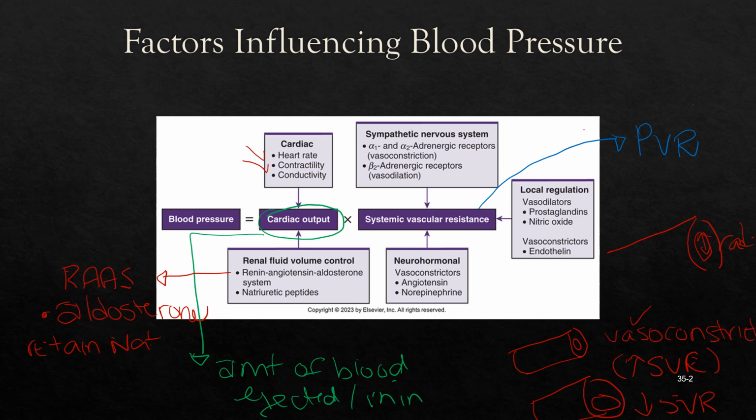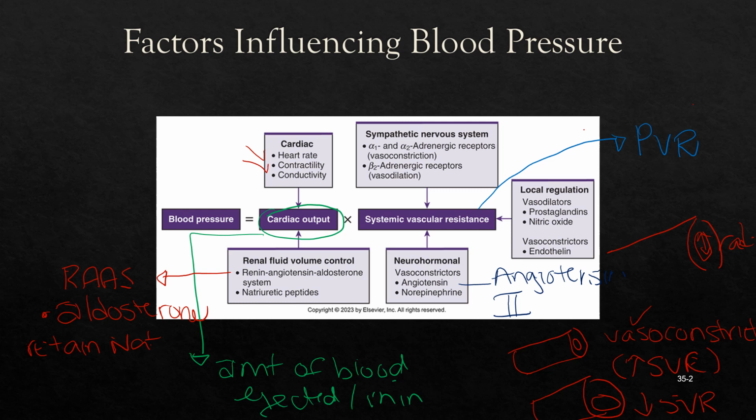Another thing that is released from the RAAS that we didn't mention earlier is angiotensin 2. Angiotensin 2 is a very potent vasoconstrictor. So similarly to your catecholamines, or to epinephrine, when angiotensin 2 attaches to the blood vessel, it will cause the blood vessels to vasoconstrict, increasing the SVR or PVR, ultimately increasing the blood pressure.